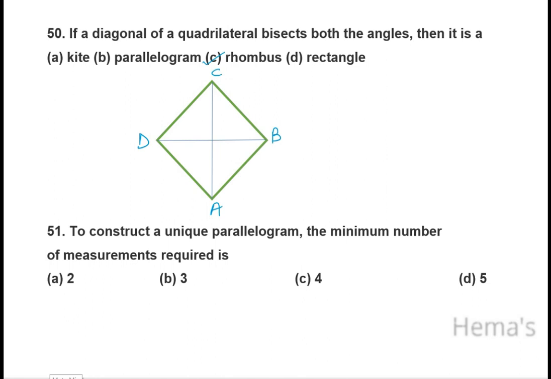Question 51. To construct a unique parallelogram, the minimum number of measurements required is, to construct a unique parallelogram, we need the measurement of two adjacent sides of a parallelogram and the angle between them. Therefore, the minimum number of measurements required to construct a unique parallelogram is 3.